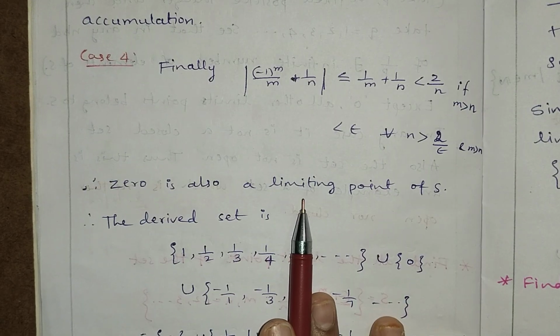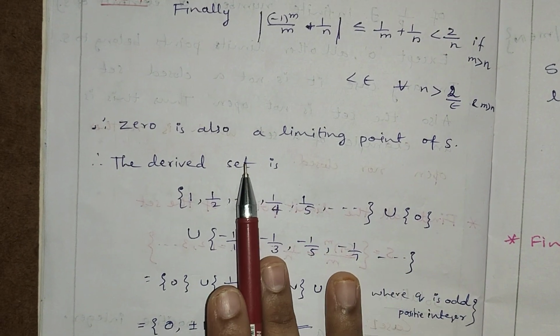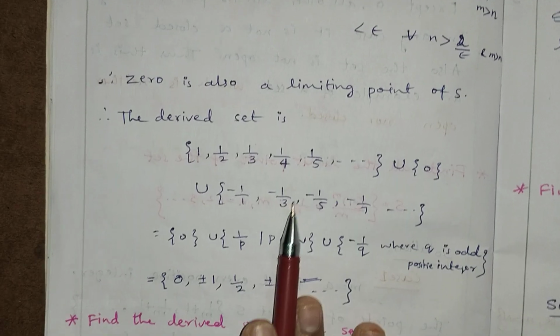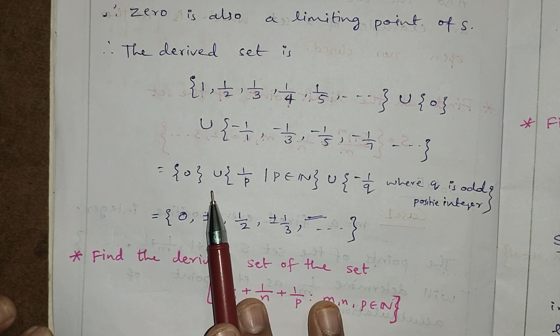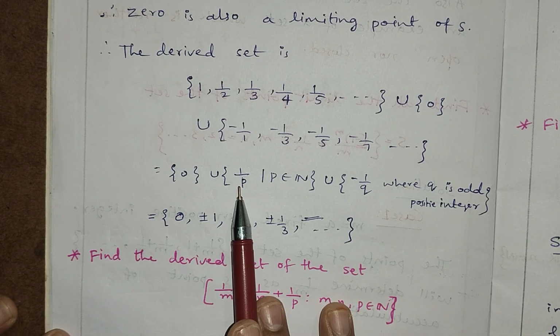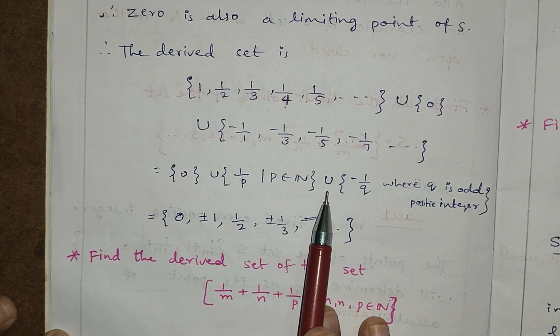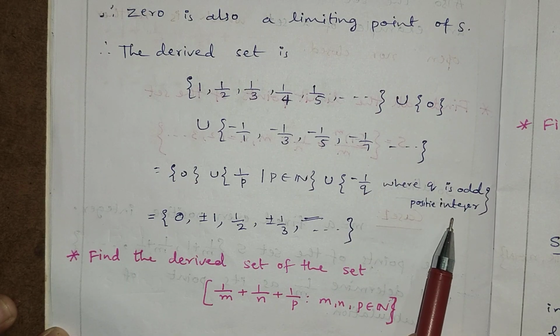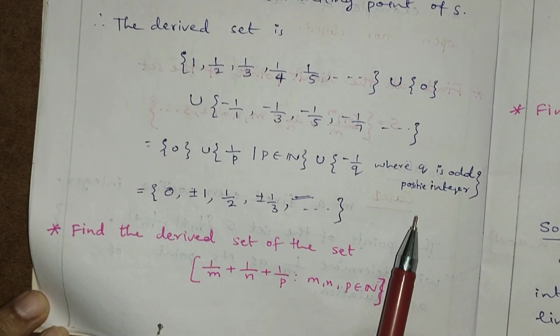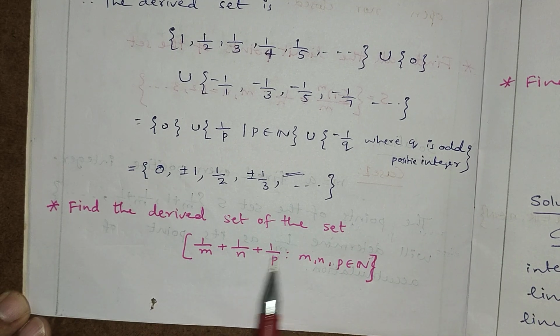Finally, as m tends to infinity and n tends to infinity, 0 is also a limit point. Therefore, the set of all limit points in this case will be the singleton set {0}, union the set of all 1/p, p belongs to N, union the set of all -1/q, where q is an odd positive integer. Next, find the derived set of the set of all 1/m + 1/n + 1/p, where m, n and p belong to N.